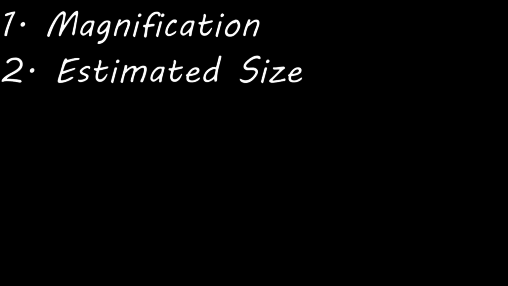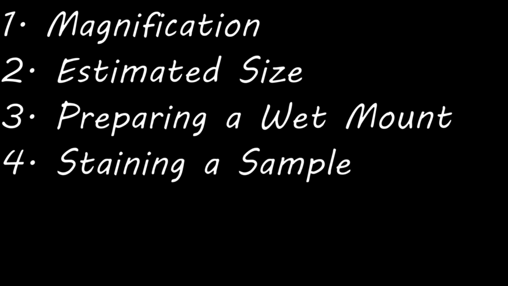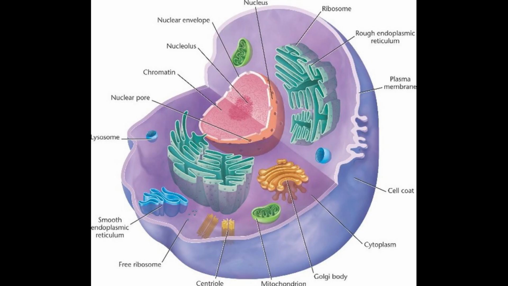As you've seen today, we've learned how to calculate magnification and estimated size using a microscope. You also learned how to prepare a wet mount slide and the purpose of using a biological stain when preparing a sample. In our next lesson, we will start looking at the different structures within our cell and start looking at the function and purpose of each of those structures.